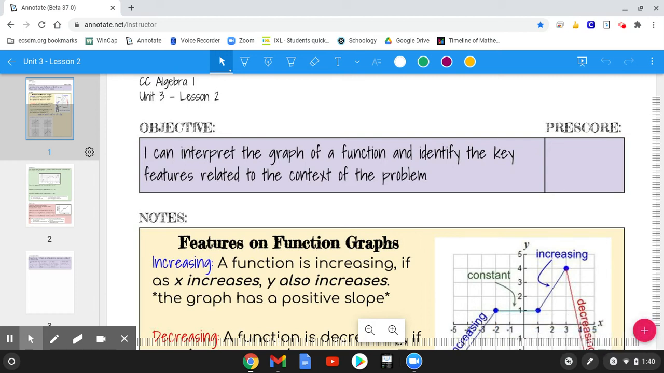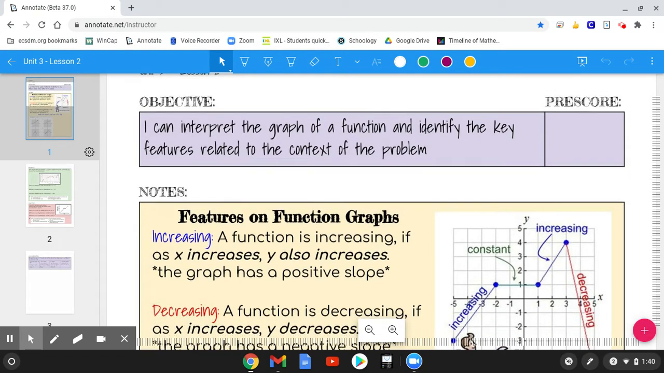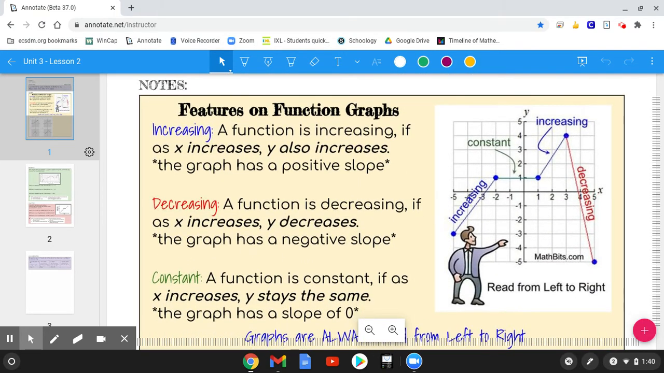In our last lesson, we talked about identifying key features of a graph. Now what we're going to do is interpret the graph of a function and identify key features related to the context of the problem. So we'll be looking at areas where it's increasing and decreasing and talking about what that means. So when a function is increasing, it's getting larger.